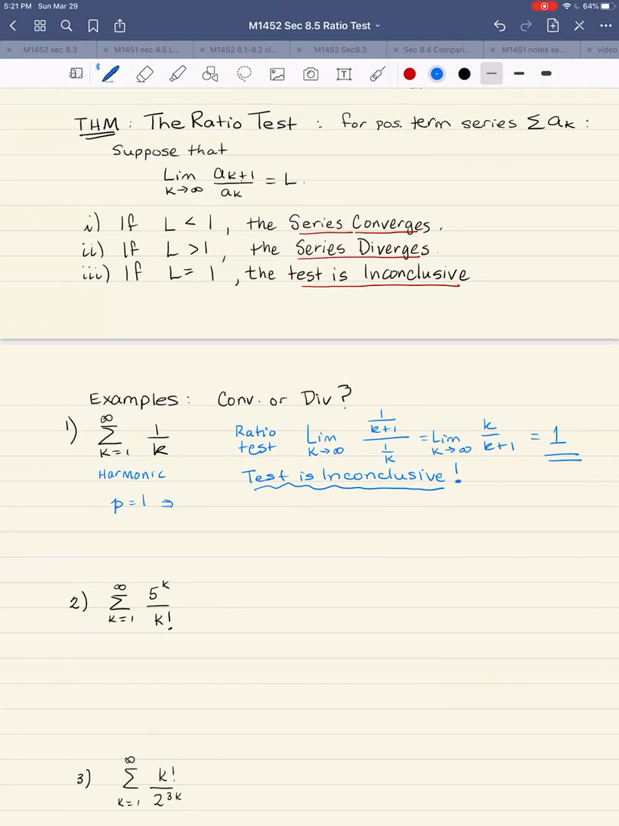So you still have to pay attention that this is a p series where p is equal to 1 and it diverges. Okay? But if you look at the next example, I've got a k power and I've got a k factorial. Watch how nicely the ratio test works.